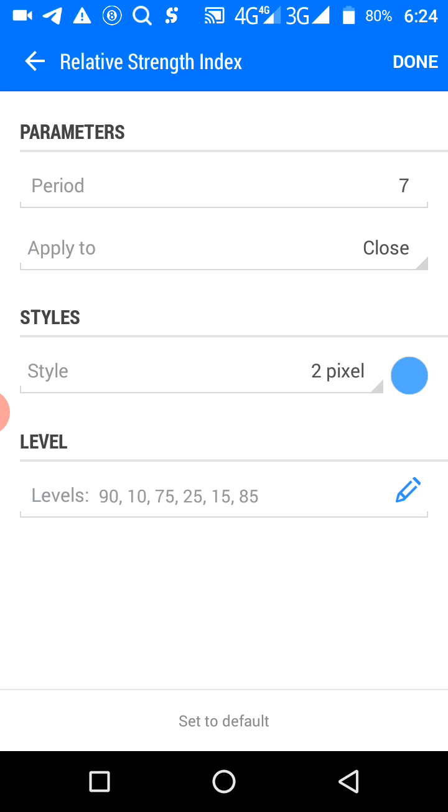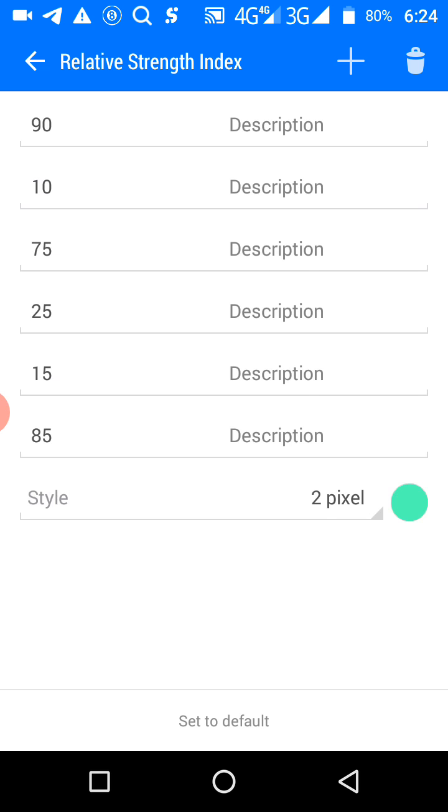You have your RSI. RSI 7, apply to close, or any color of your choice, any pixel of your choice. Then you can apply my levels. Actually, we use only two levels, 75 and 25. Other levels are for something else, which I may release in the next video.